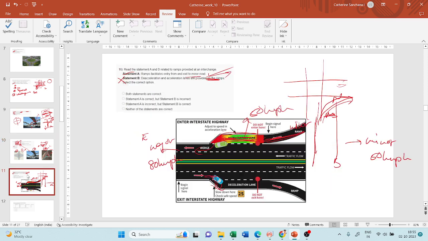Okay, so the next problem, they are asking you to state which of the statements are correct and which are wrong.